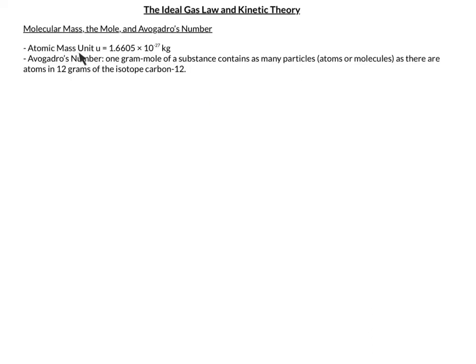So here we have the atomic mass unit, U again, and if we basically take 1 over that, we end up with Avogadro's number. I said basically because we would have to convert this into grams first. Avogadro's number was defined as: 1 gram mole, or simply mole, of a substance contains as many particles, either atoms or molecules, as there are atoms in 12 grams of the isotope carbon-12.